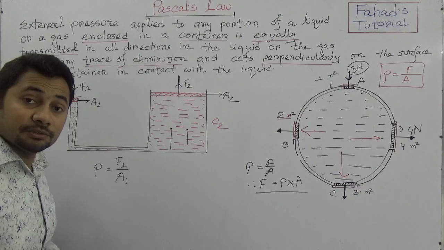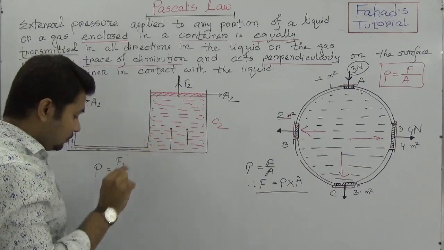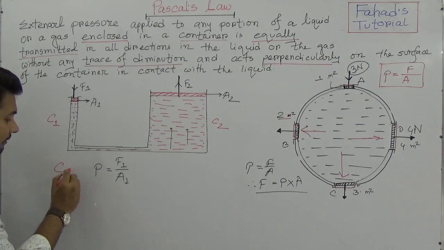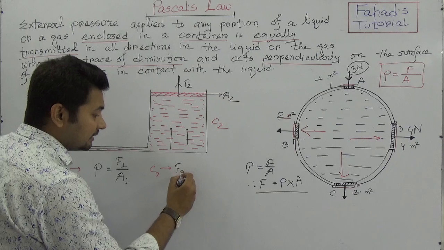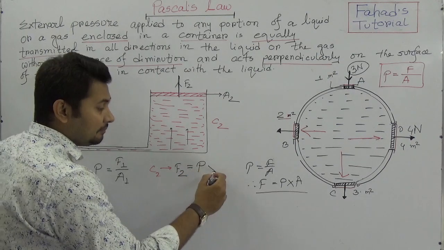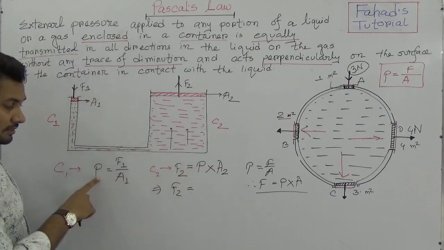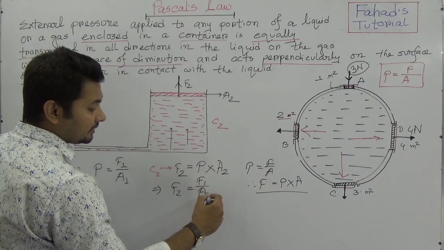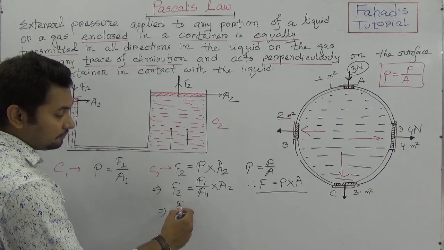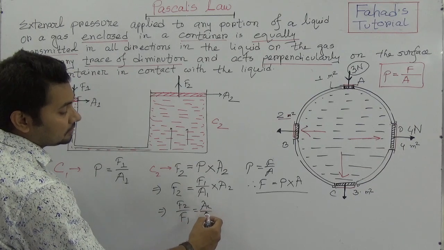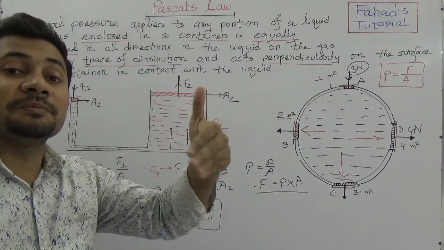According to Pascal's law, if the pressure is acting here, it will never change. So P won't change. In cylinder 1, things will be like this, and in cylinder 2, what's going on? If we say that the exerted force is F2, the pressure will not change, so it acts upon the cross-sectional area of cylinder 2. So F2 is equal to P, which is F1 by A1, times A2, and then we get a new equation: F2 by F1 is equal to A2 by A1, and this is the equation of Pascal's law in the case of the force multiplication process.